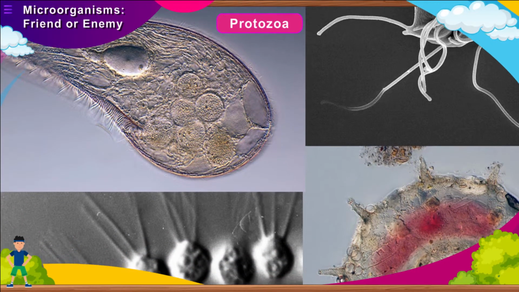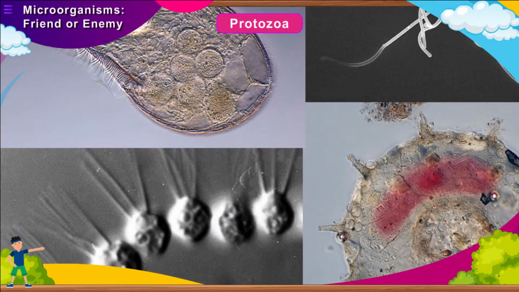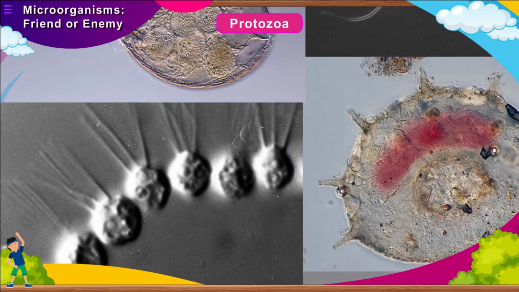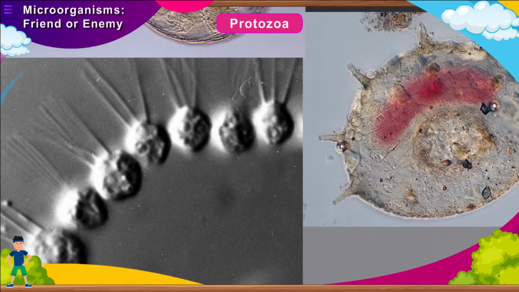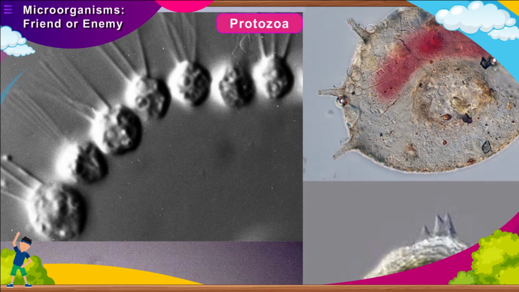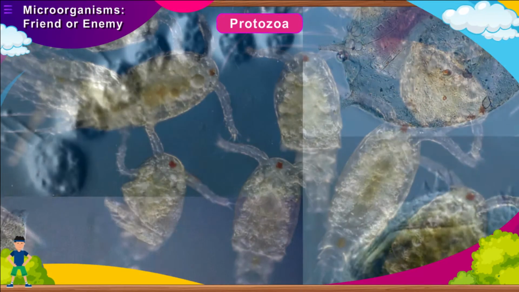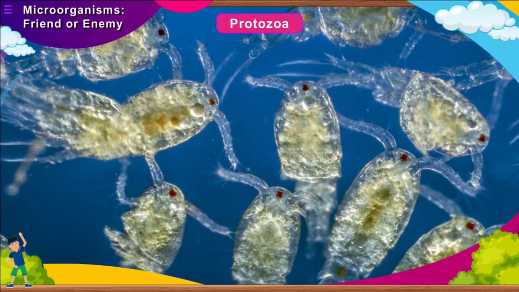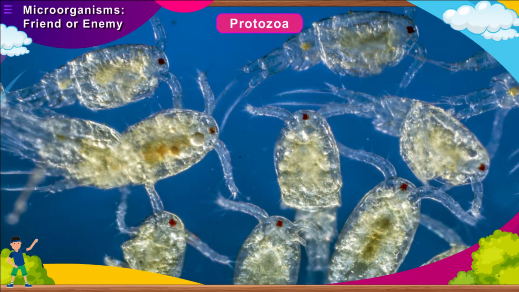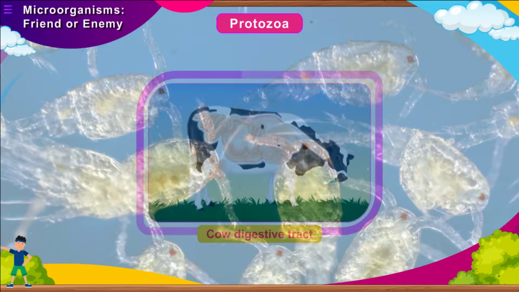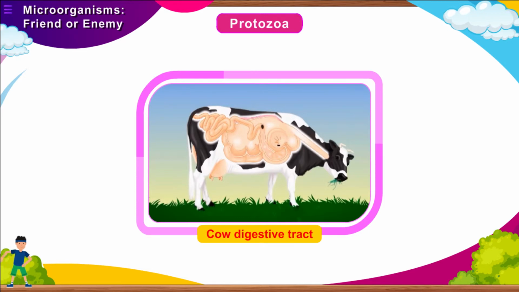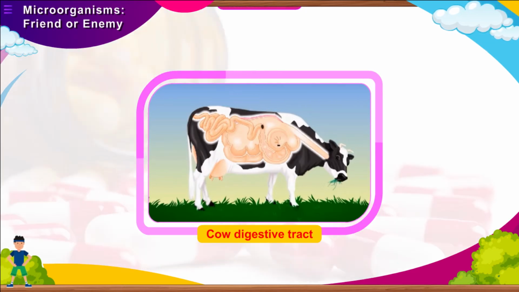Protozoa. Some protozoa work as decomposers in the degradation of waste and sewage. They act as an important component in various food chains. Zooplanktons, a type of protozoa, are the main food of fish and blue whales. Some protozoa and bacteria live in the digestive tract of animals like cows, goats, and sheep. They help in breaking down cellulose, a hard, fibrous material present in plants.